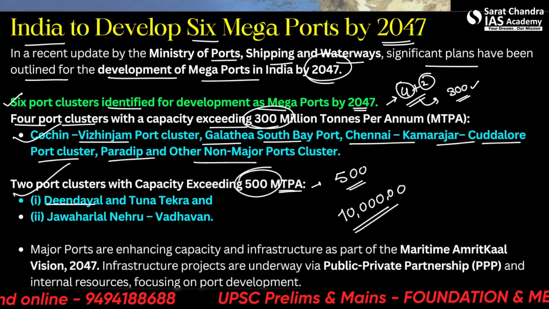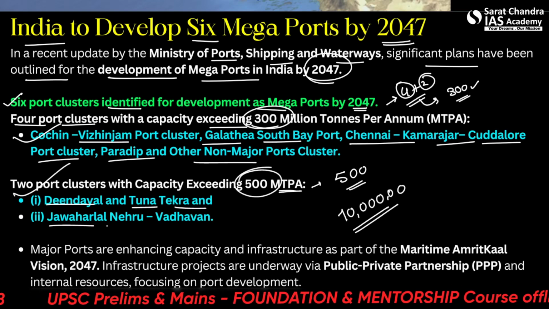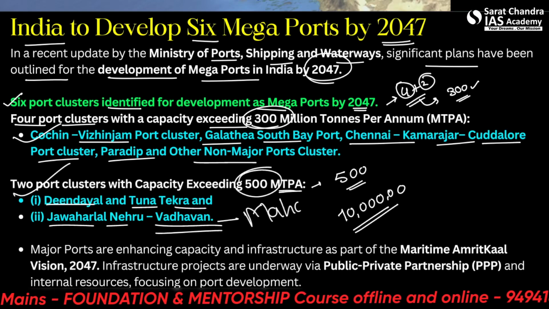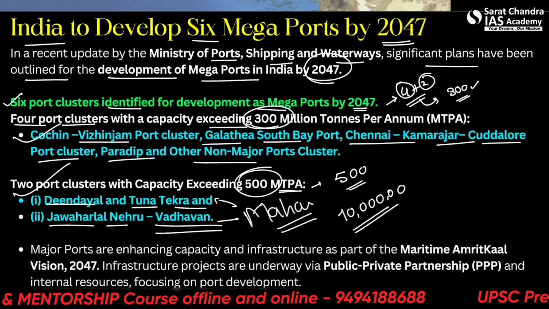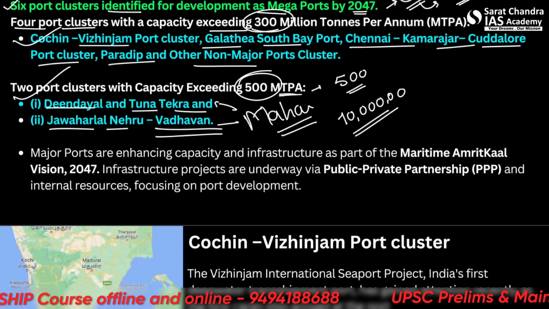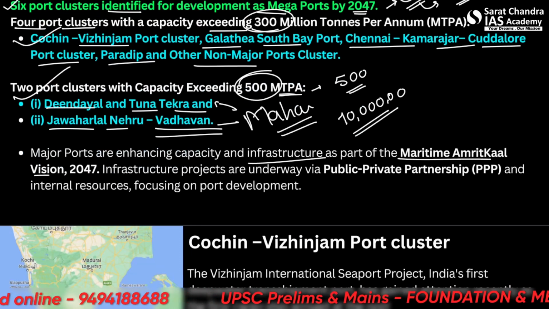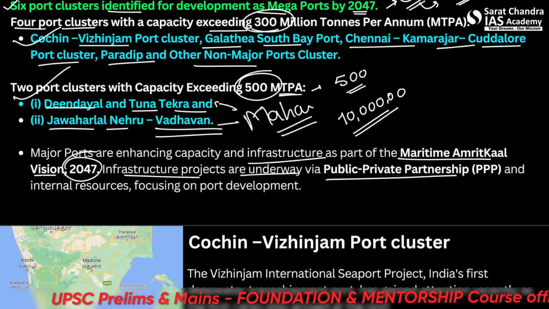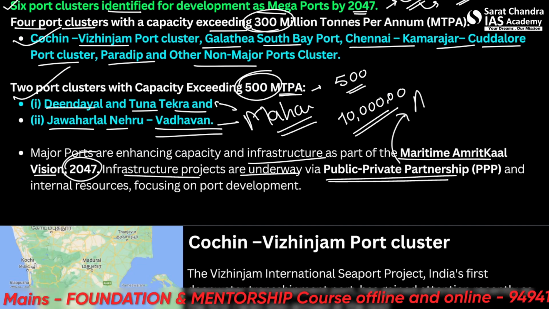So which ones are these? Deen Dayal Trust Port and Tuna Tekra, and Jawaharlal Nehru Port, JNPT, and Vadhavan. So these are ports in Maharashtra. All of these are in Maharashtra actually. All 4, Deen Dayal Port Trust and Tuna Tekra, all of these are in Maharashtra. So major ports are enhancing capacity and infrastructure as a part of the Maritime Amritkal Vision 2047. Infrastructure projects are underway via PPP, public-private partnership. So mostly the port system is going to the Adani.